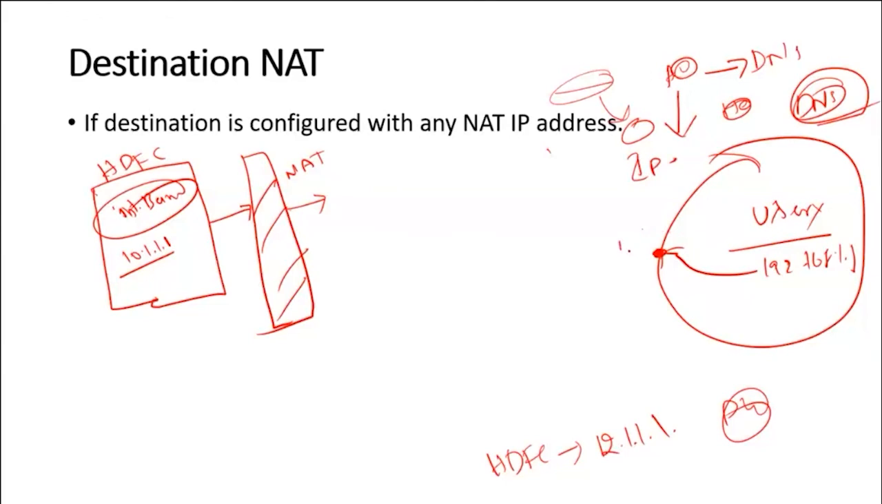Consider that my public IP address is 2.2.2.2, let's not make it confusing with all ones. My private IP address is not accessible over the internet, so it changes to 2.2.2.2 with the Wi-Fi public IP address. Then it tries to access 12.1.1.1, because that is the HDFC IP address, right? So my traffic is coming here.